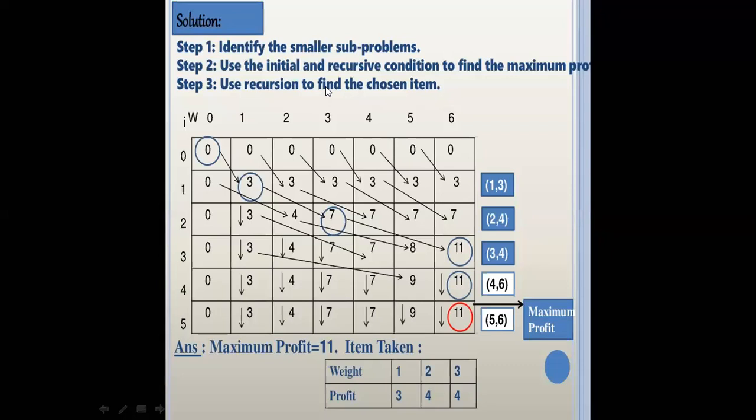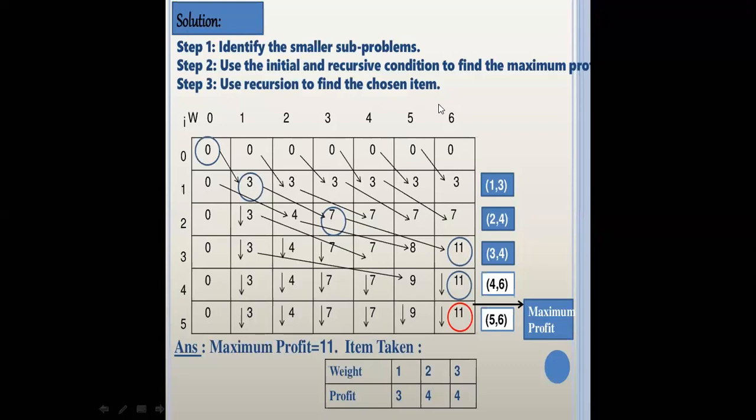So what is the meaning of 0 1? Why do we recognize it as 0 1? Because 0 means either you will not choose it, so that is a 0. And if you choose it, then you have to take it as a whole, you cannot fraction it. That is the condition in the case of the 0 1 knapsack problem.